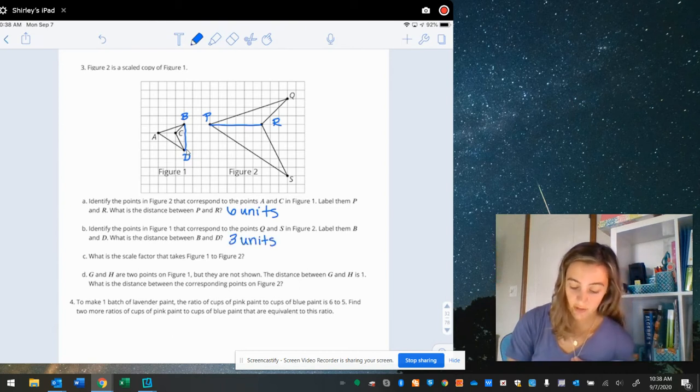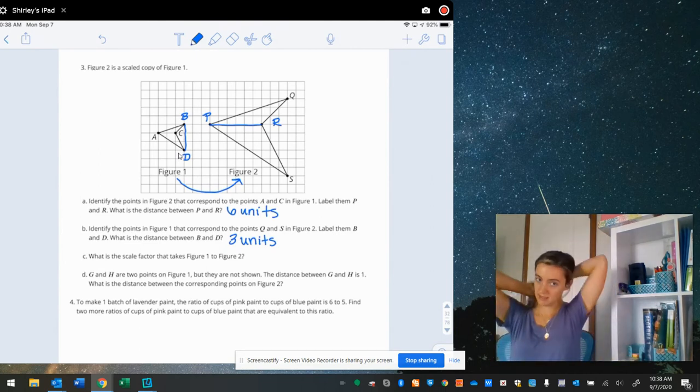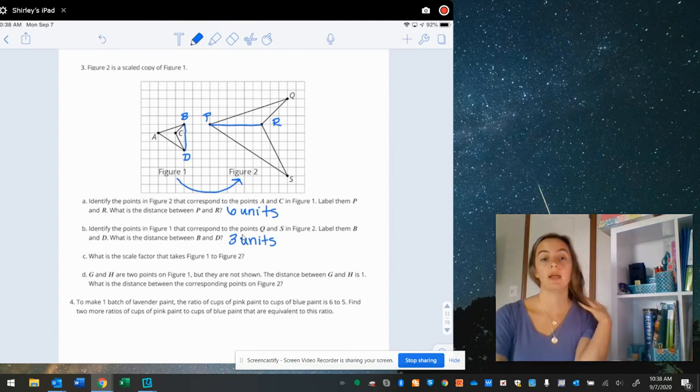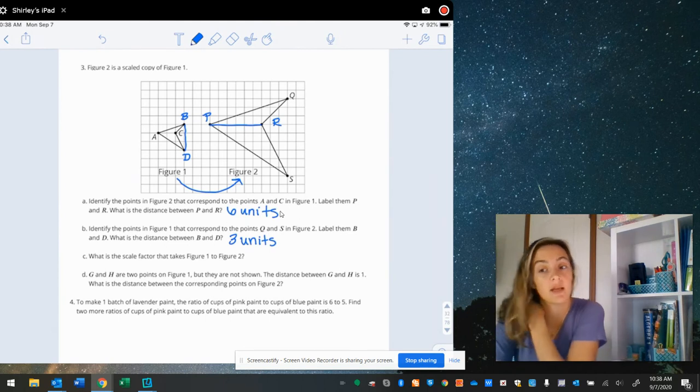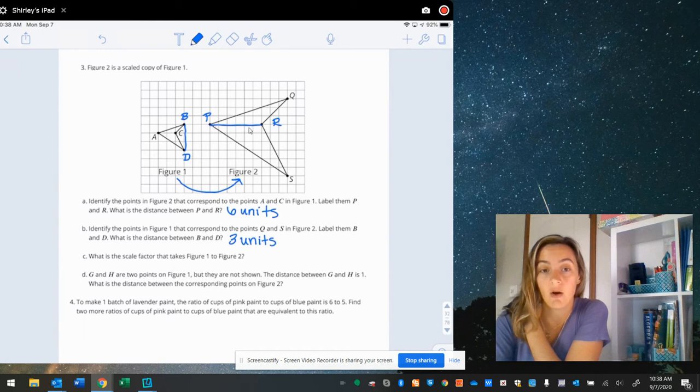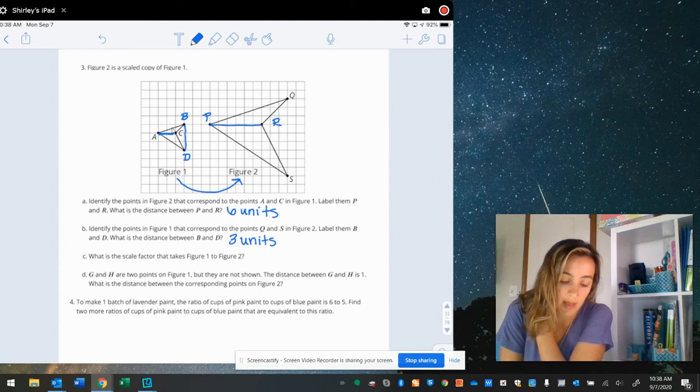What is the scale factor that takes figure 1 to figure 2? So I'm going from figure 1 to figure 2. So I need to know corresponding distances. I need to be careful because these two lengths they had me figure out, A and B, don't correspond. This does not correspond to this. So what I'm going to do instead is this length of PR, I know it corresponds to AC. So AC has a length of 2. PR, I said, has a length of 6.